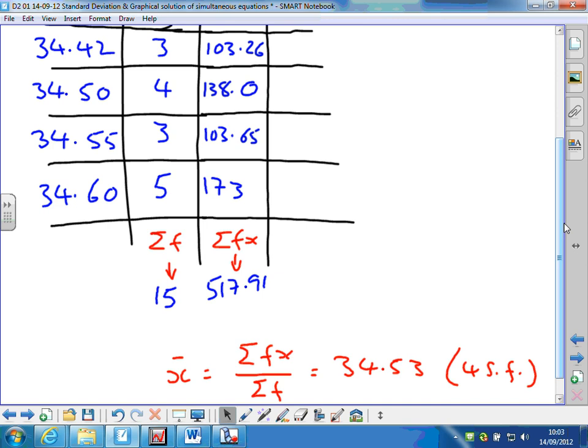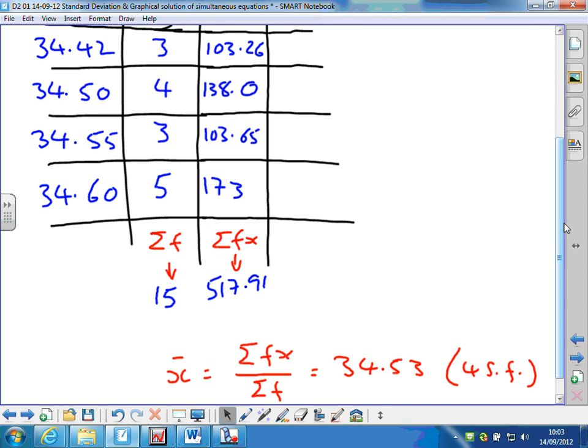We need a figure that will tell us something about how spread out the data is, and that's called the standard deviation. And what it does is it tries to find the mean of the deviations. By the deviations we mean the difference between each bit of data and the mean. Say the highest one here is 34.6. What's the difference between that and the mean? I take the mean away from that to find it. So it's an attempt to subtract the mean from each of the bits of data and then find the average of all those deviations.